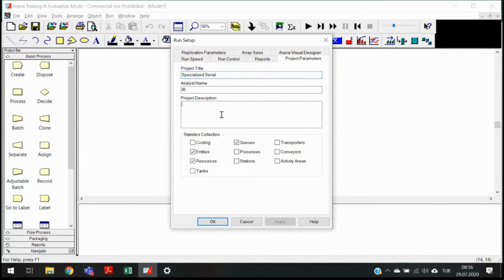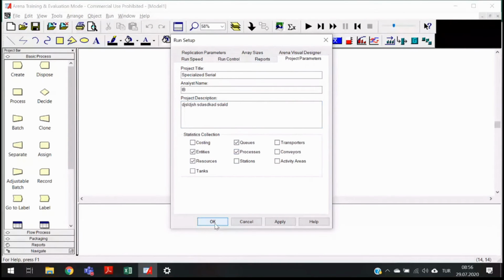And the project description I can write here, so we need to say something here so another person who works with this project can understand what this simulation model is dealing with. And in the end of the experiment, we are going to get statistics related to entities, resources, queues, and maybe it may be a good idea if we get separate statistics related to processes, and we click apply here.